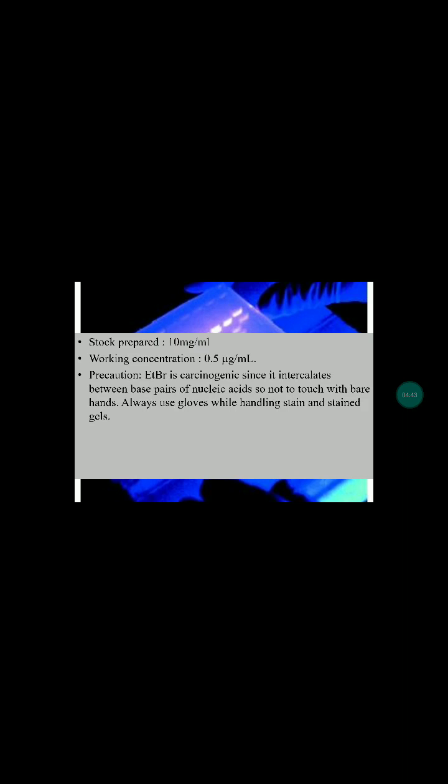Stock preparation for ethidium bromide is 10 mg per ml. Working concentration will be 0.5 μg per ml. Precaution. Ethidium bromide is carcinogenic since it intercalates between base pairs of nucleic acid, so we shouldn't touch it with bare hands. Always use gloves while handling stained gels.